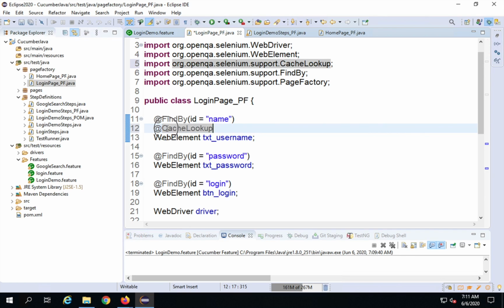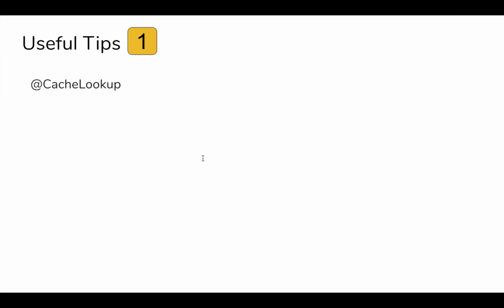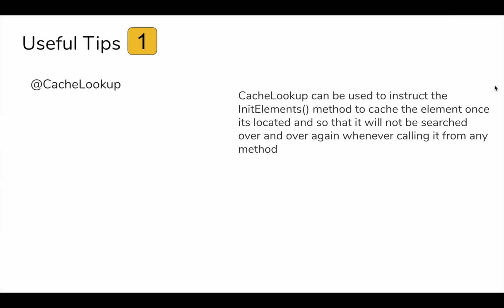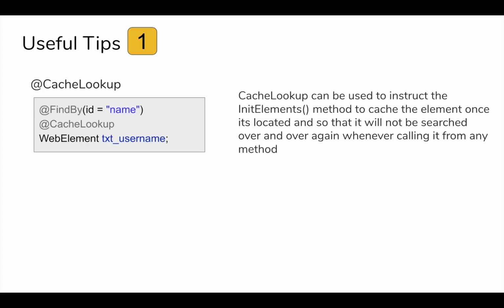It will use the memory or the cache lookup to interact with the element. So this is one annotation you can use. It can be used to instruct initElements to cache the element once it is located, so that it will not be searched all over again whenever you are calling the method where it is used. And this is how it is used.